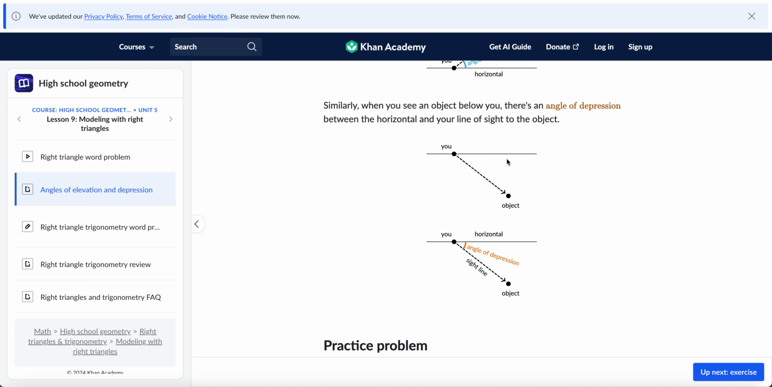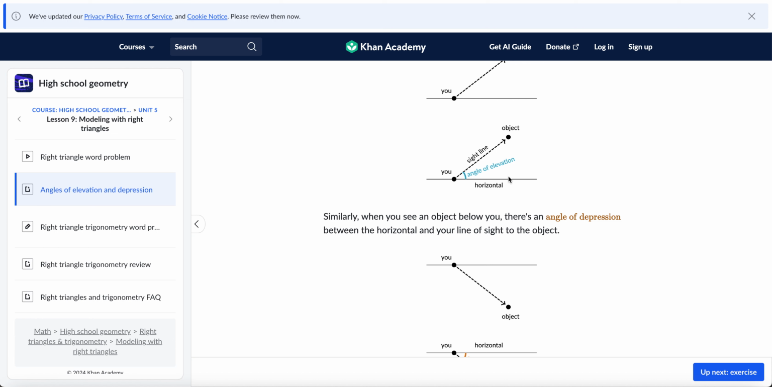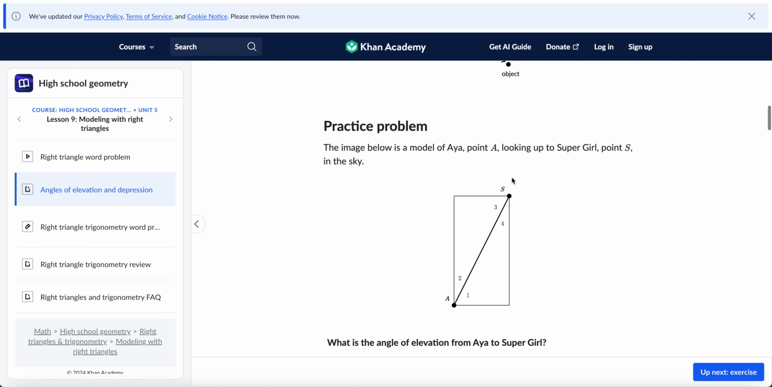This is where the right angle would be, right here. And for here, for the elevation angle, this is where the right angle would be, right? So I'm going to move on. Here is an angle of elevation and an angle of depression, or a zenith angle, which could be an angle of depression from the S and an angle of elevation from the A.